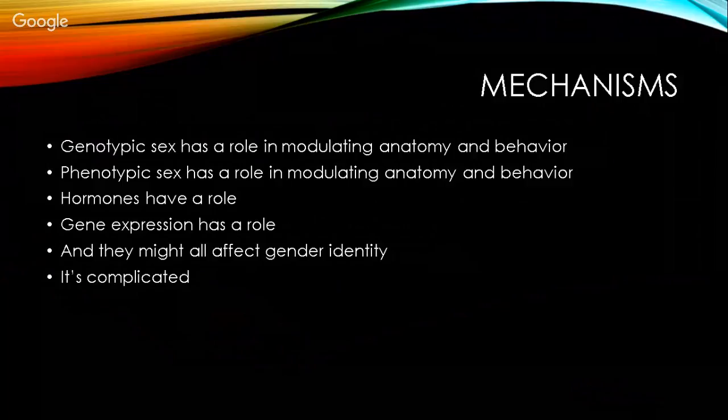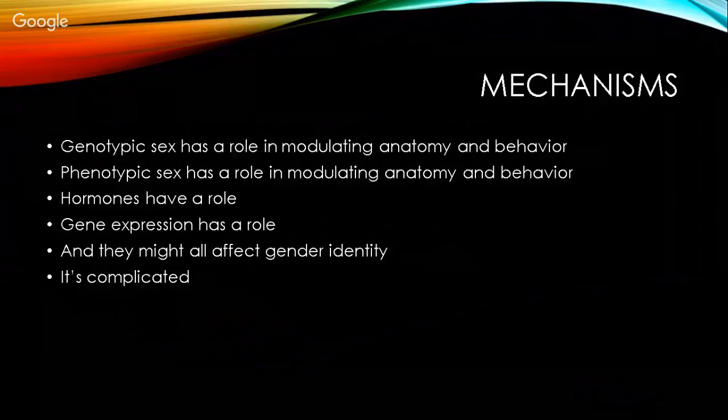So mechanisms: there's a number of different ways that sexual differences between individuals can come out and actually affect development and other things. Genotypic sex has a role in modulating anatomy and behavior. Genotypic sex here, I'm getting into definitions again in just a second, but it's crucial. It's basically what chromosomes you have. Phenotypic sex is what you look like, or which manifestations are present, and that's basically defined by anatomy and behavior. Hormones have a big role in modulating these things, as does the underlying genotype.